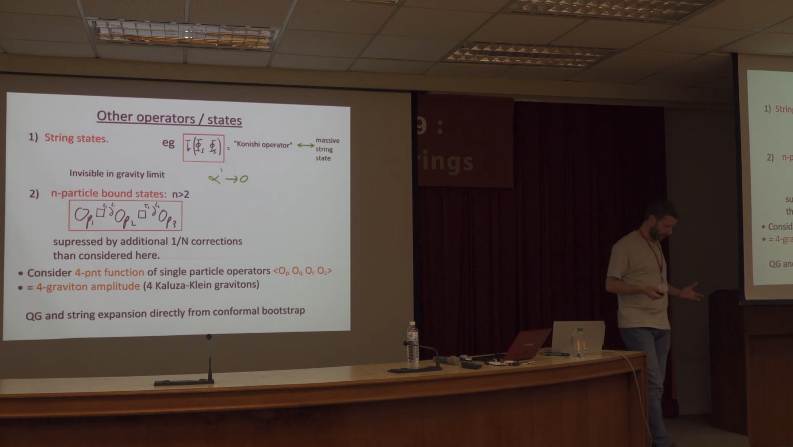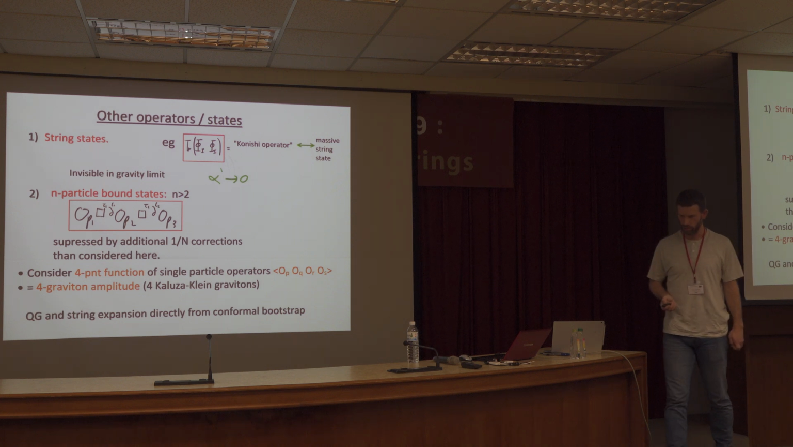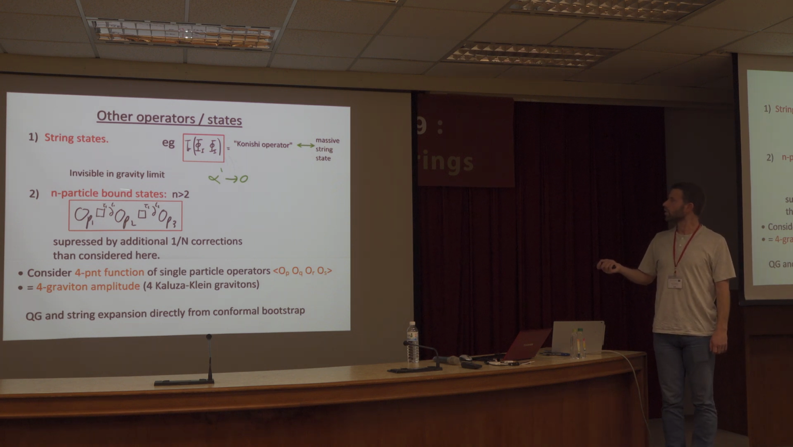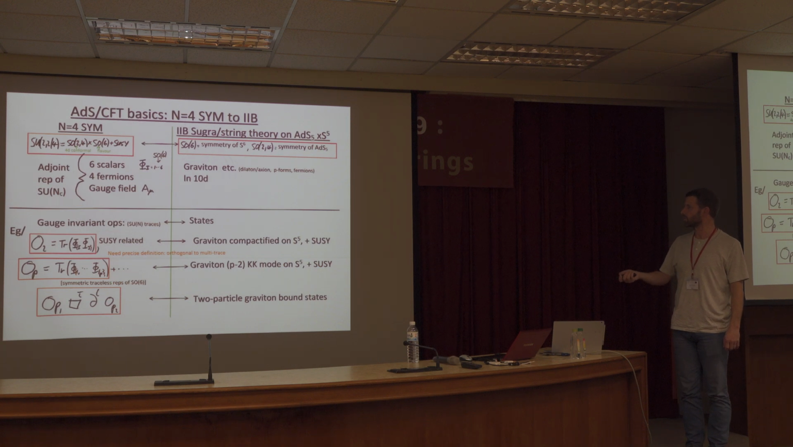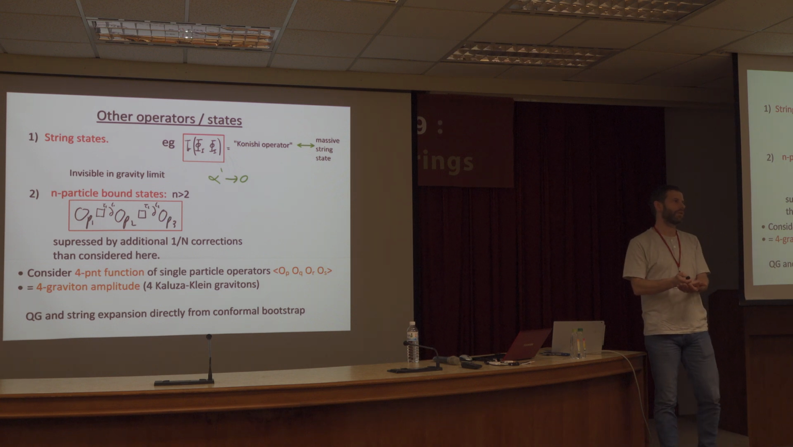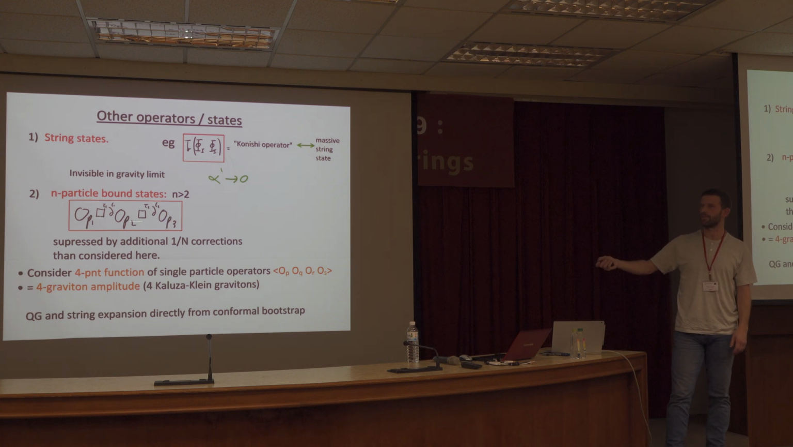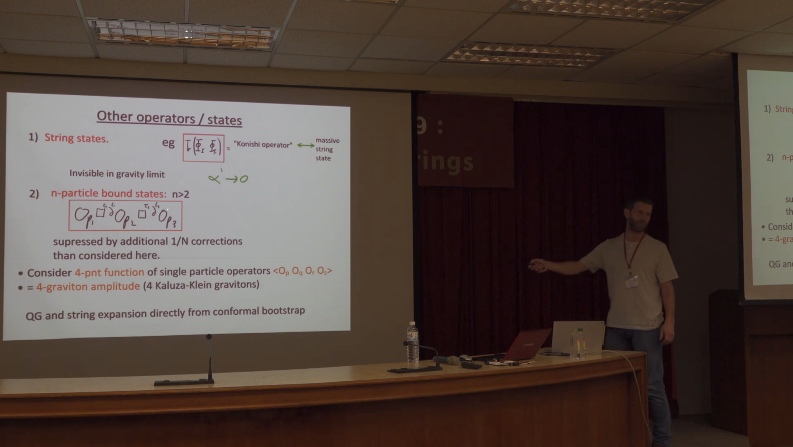Of course, there are many other operators in N=4 Yang-Mills, but they either correspond to stringy states, which, as I said, we won't see, or you can have higher-point operators, three-particle states instead of just two-particle states. I can ignore these at the order that I'm looking at, but I can't ignore them forever. These are basically suppressed by higher orders than 1 over N. But if we keep going, we need to take triple trace operators into account. But at the moment, I can ignore them.